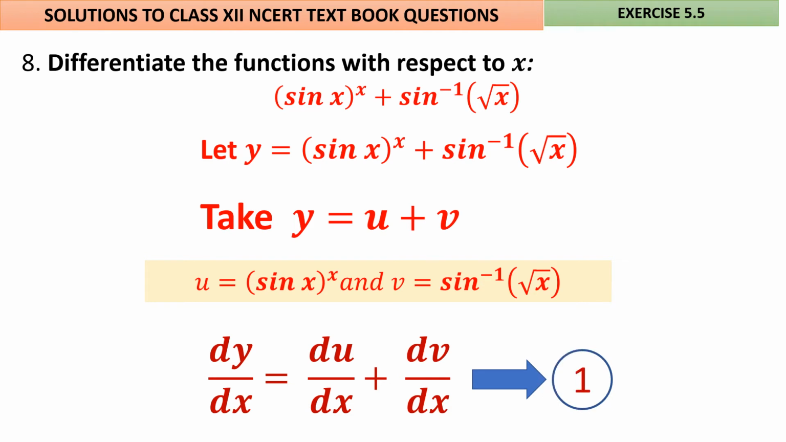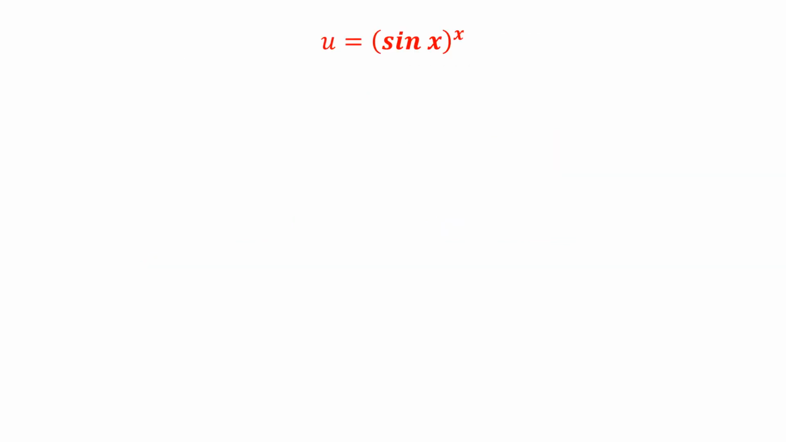We will keep it as equation number 1. We will find du by dx separately using logarithmic differentiation, and dv by dx where logarithmic differentiation is required we will do, otherwise we can do it directly if there is no function power function problem. We have taken u is equal to (sin x) whole power x.